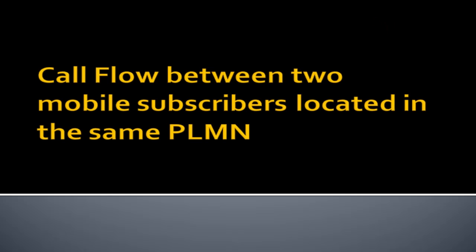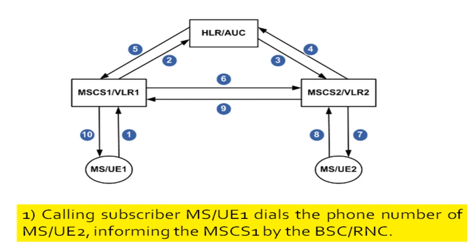So today we are going to be talking about the call flow between two mobile subscribers located in the same public land mobile network. Not only the same public land mobile network, but two subscribers served by two different MSCs, main switching centers. So we have, as we can see on the diagram, this is the call flow.